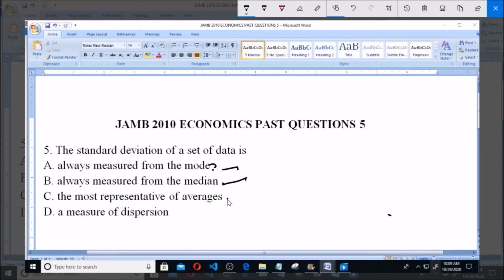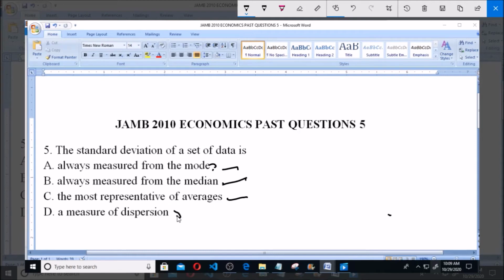Option C says the most representative of averages. When we talk about averages, we're talking about the mean. And so the standard deviation of a set of data is not the most representative of averages.